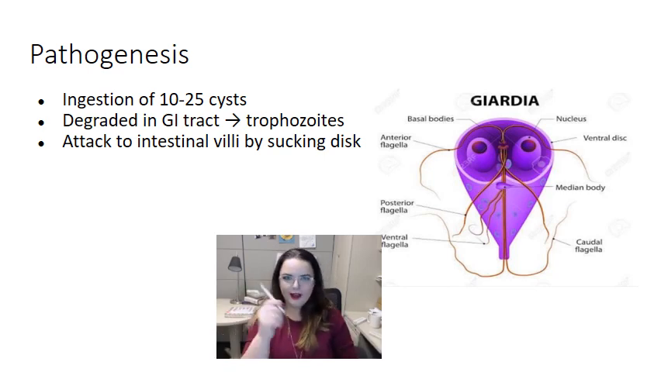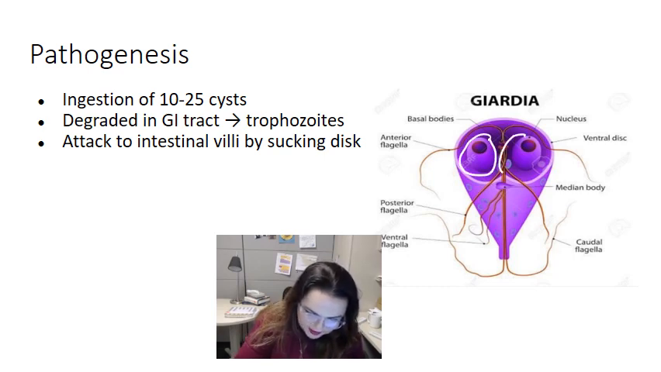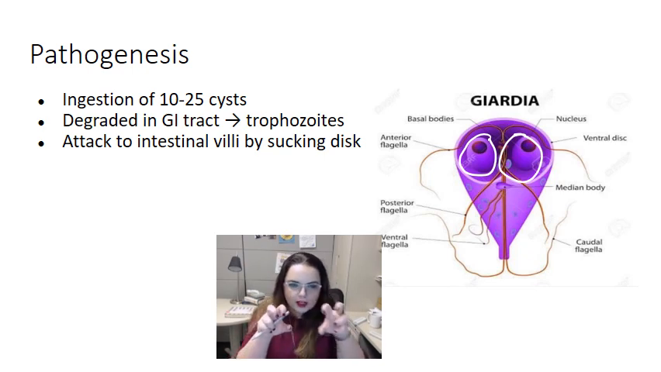Now, here's where it gets interesting. These two little things, let me see if I can find a good way to draw them. These are little vacuum suckers, and they kind of suck. They are ventral sucking discs, and they suck onto the intestinal villi, and they just hang out there, just holding on for dear life with these ventral suckers.